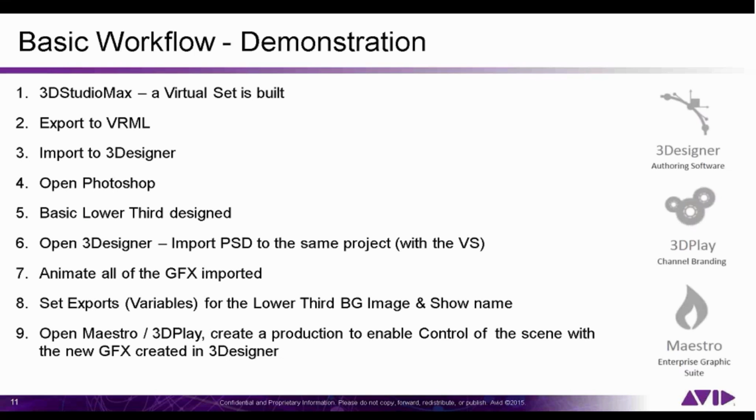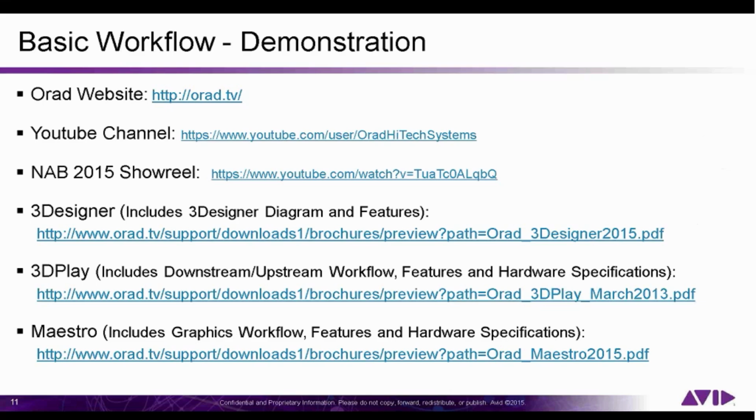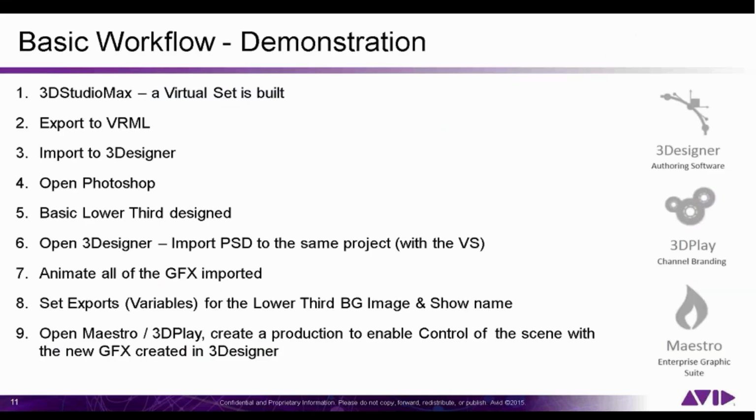Once we have the exports, we will save the scene. We will open Maestro and in turn 3D Play, and we'll create a production to enable control of the exports that we had in the scene with the new graphics that we just created. Okay, so let's begin.